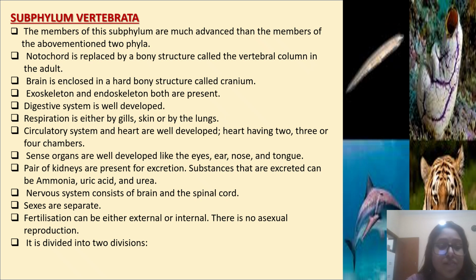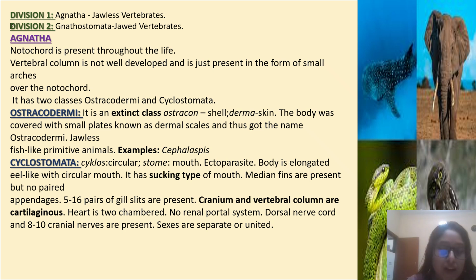Sexes are separate. Fertilization can be either external or internal. There is no asexual reproduction. It is divided into two divisions. Division 1 is Agnatha, which are the jawless vertebrates, and Division 2 is Gnathostomata, which possesses jaws.